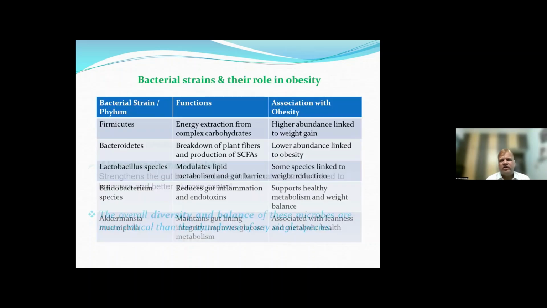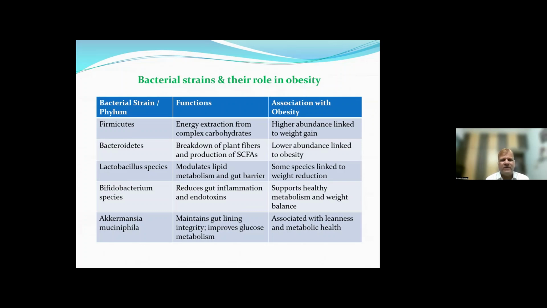Bacterial strains and their role in obesity. This is a table where we can show the various bacterial strains and their role in obesity. The parameter, function, is energy extraction from complex carbohydrates, which we take in our food. Association with obesity: higher abundance is linked to weight gain. Another, Bacteroidetes, breaks down plant fibers and produces SCFAs; lower abundance is linked to obesity. Lactobacillus species modulate lipid metabolism and the gut barrier, and some species are linked to weight reduction. Bifidobacterium species reduce gut inflammation and endotoxin, supporting healthy metabolism and weight balance.